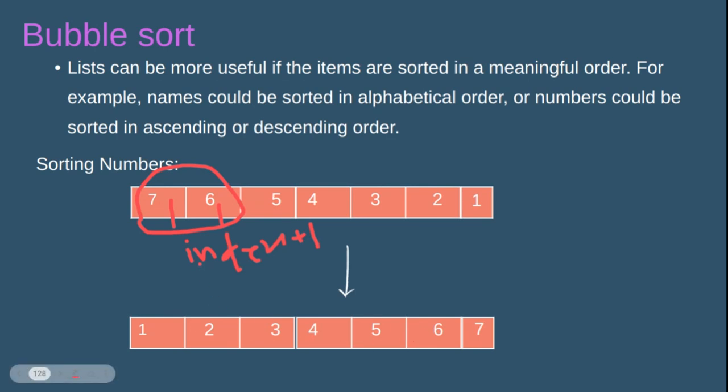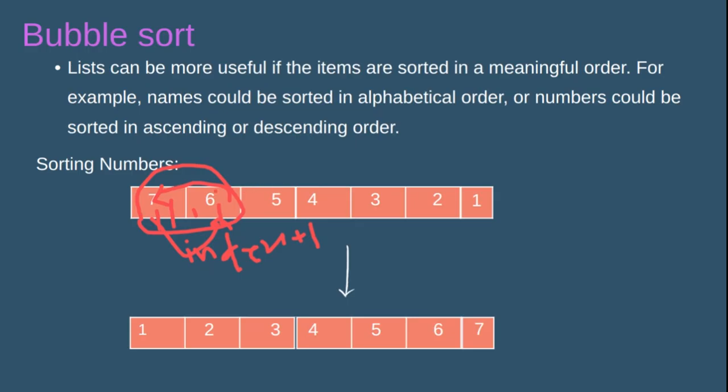When I want to sort these two values, I'll compare 7 with 6, and if the value at index is greater than the value at index plus 1, then we need to swap. This value will be shifted here and the 7 would be shifted here. Every time we compare two values in a bubble, index and index plus 1 will be compared, and they will be swapped based on the condition.